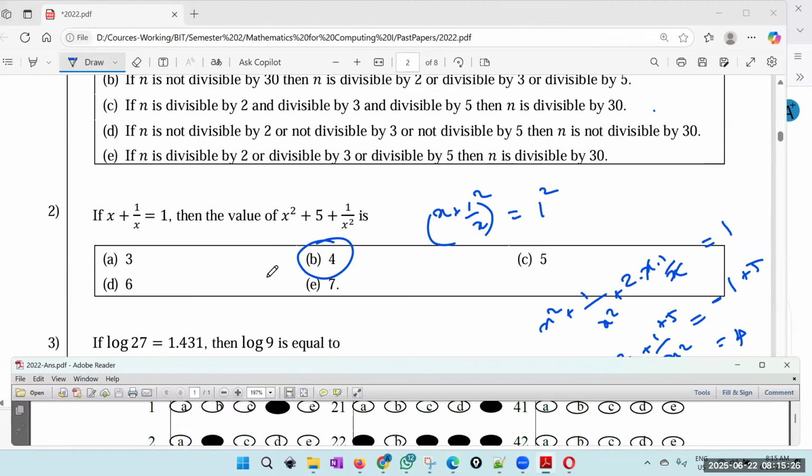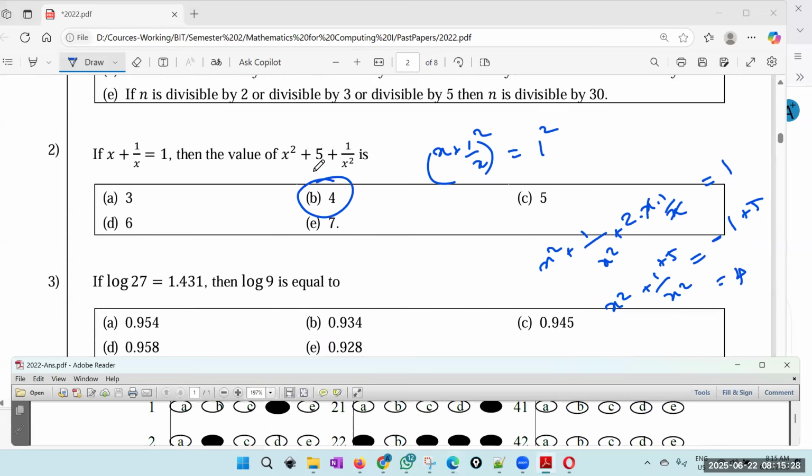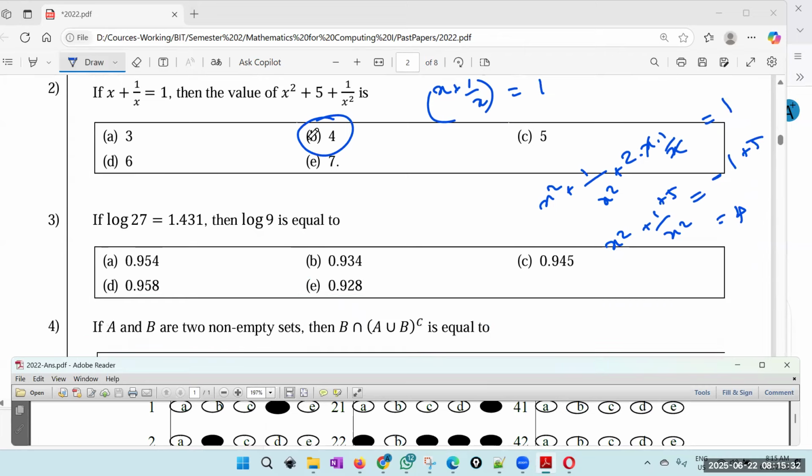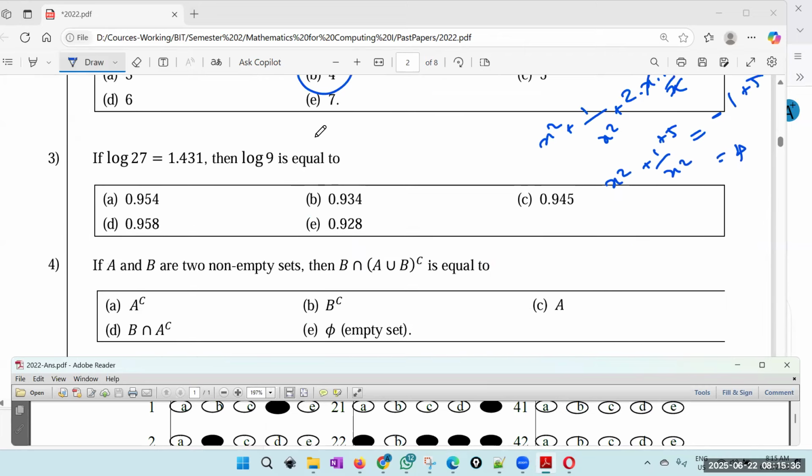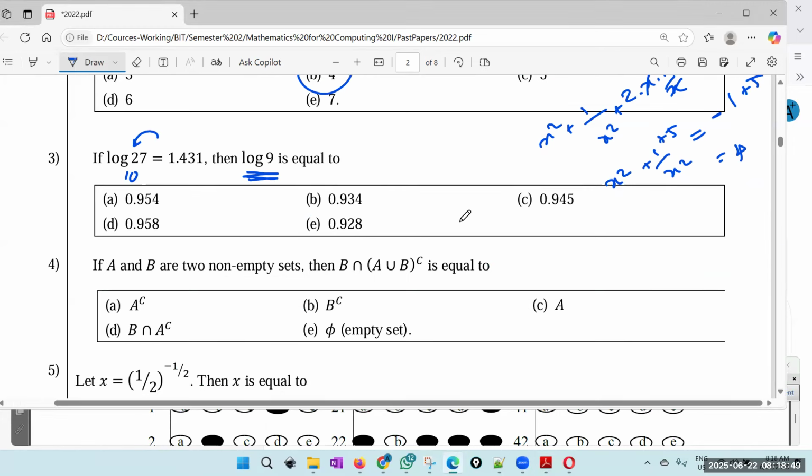Yes, B. This is a very popular, repetitive type of question. If you have done a lot of past papers, you have seen these kinds of questions. Right, next one. Anyone got a chance to have a look at this and got an answer?